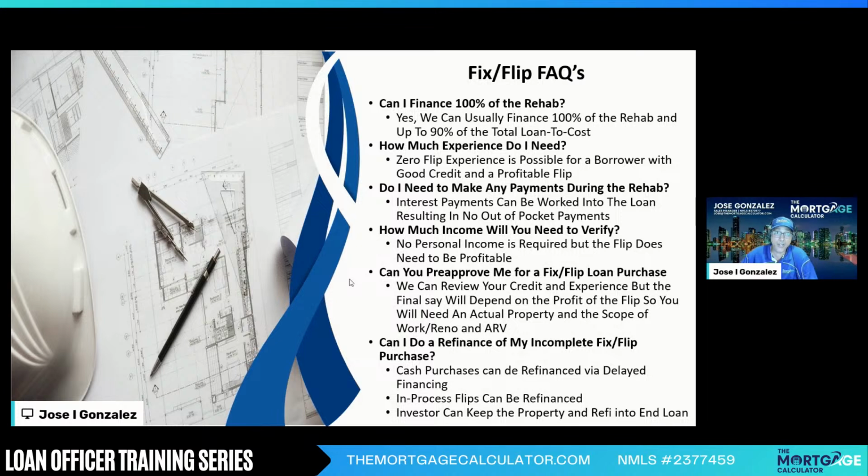How much income will you need to verify? Well, I already mentioned this. No personal income is required. So that means you don't need P&Ls from the borrower. You don't need tax returns. You don't need pay stubs. You don't need anything. But the flip does need to be profitable. That's what it's going to boil down to. That's why you need to know the as is value, purchase price, total renovations, ARV, and closing costs, so you can determine the profit and hope that it's at least a 30% ROI on the deal.